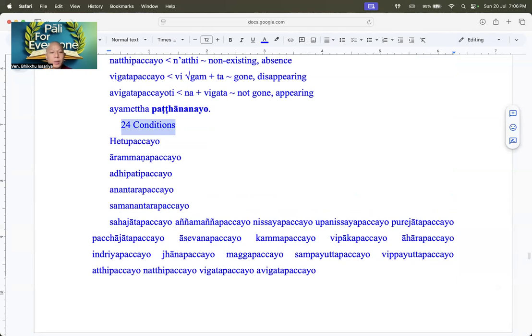So condition is here Paccaya. Now Hetu Paccaya, they translate as the root condition. So root supported as a condition like that. Okay. And then next one, Ārammaṇa Paccaya. Ārammaṇa is object. So that is an object condition.